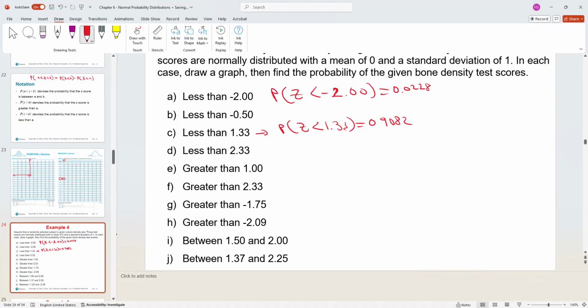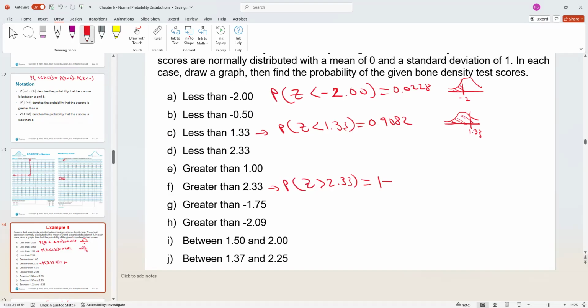And if we said greater than, let's do this one: the probability that Z is greater than 2.33. First of all, because we said greater than, we need to subtract: 1 minus whatever you find from the table. Greater than means you need to subtract from 1. For this one, you were on the left of -2. For this one, you were on the left of 1.33.